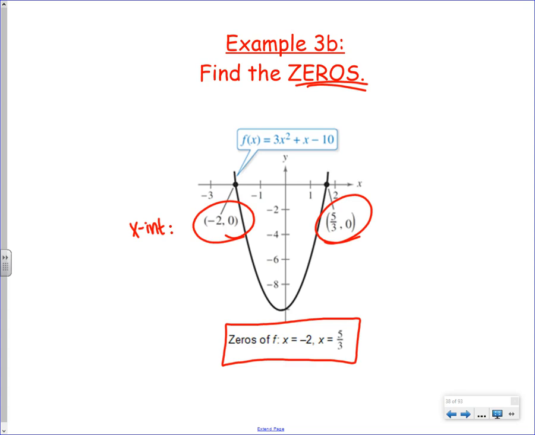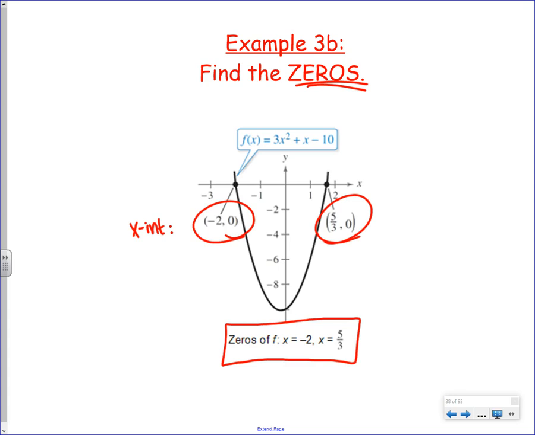It's a quick reminder that the zeros are found by locating the x-intercepts. You might need to go back to your handbook to review how to do it on your calculator. But the answers are just the x's. So just -2 and 5/3.